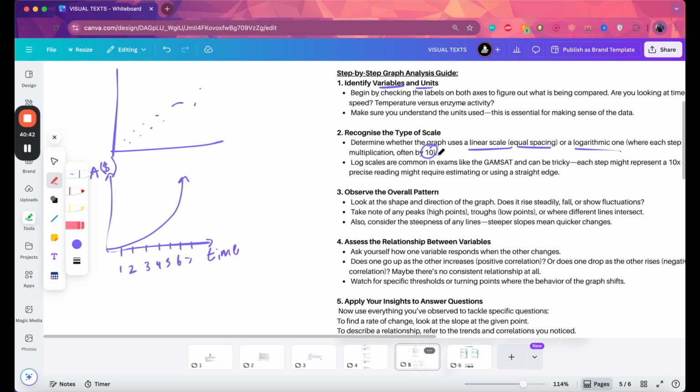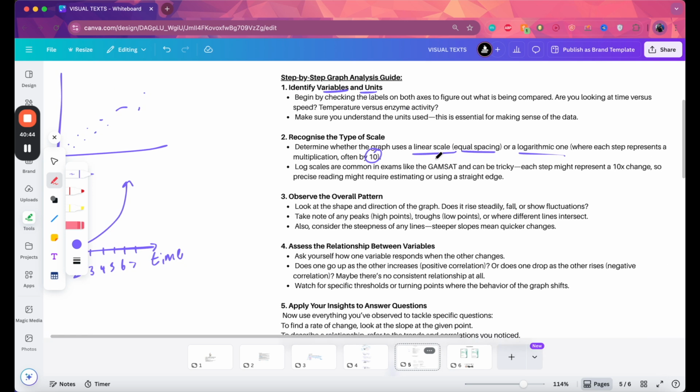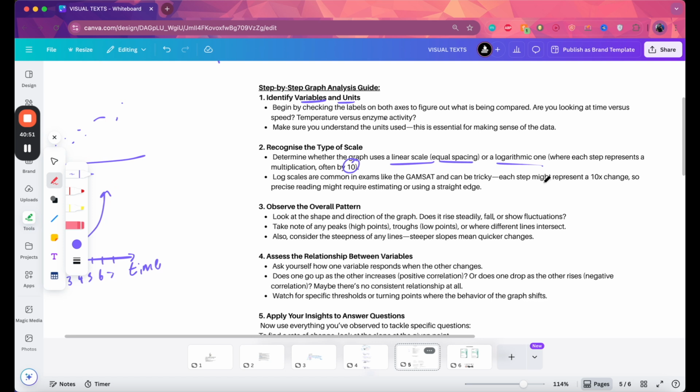But there can be increments where they get a little bit more extreme, like with a logarithmic graph. They can be a little bit tricky to interpret. Log scales are common in exams like the GAMSAT, and each step might represent a 10 times change, so precise reading might require estimating or using a straight edge. In some cases, you just have to estimate because reading it clearly might be difficult.